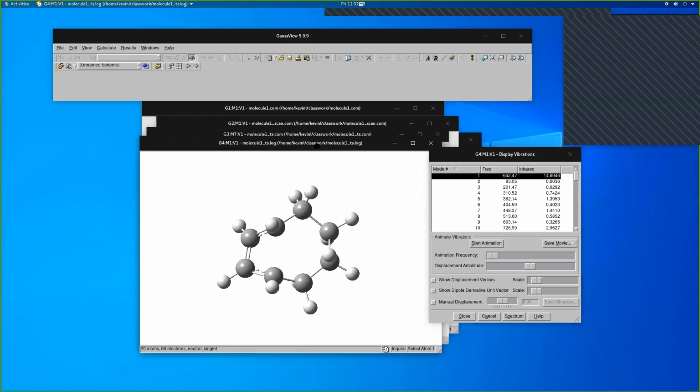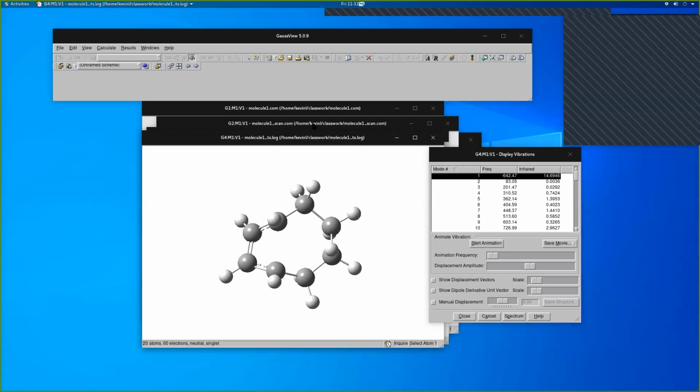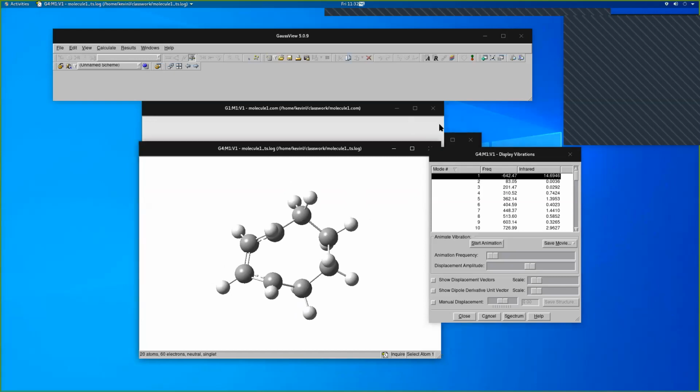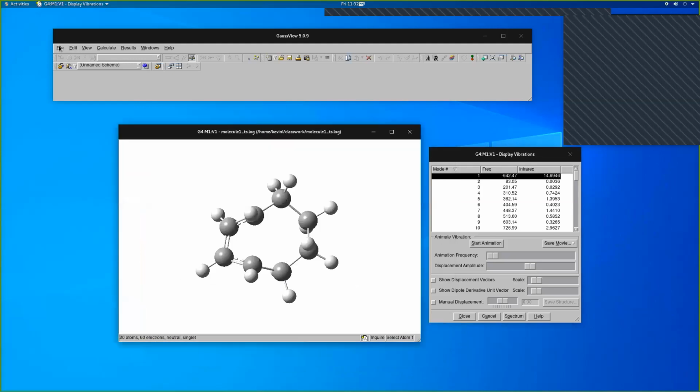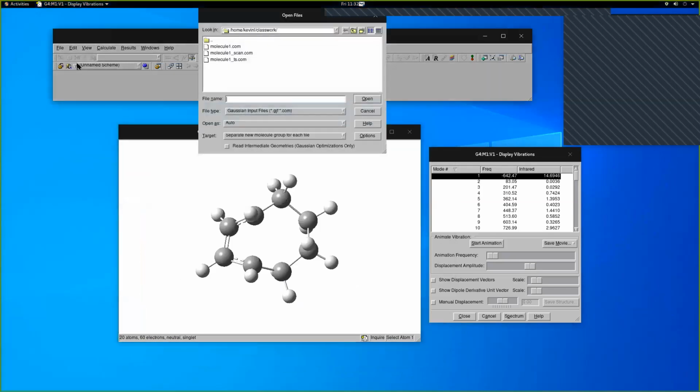Can I go back to our original molecule? Our original molecule, if I can find it over here, just hang on. Our original molecule I also did. Just hang on, I just want to find my other one, and I might have to open it again. The original optimization that I did, so there we go, molecule1.log.